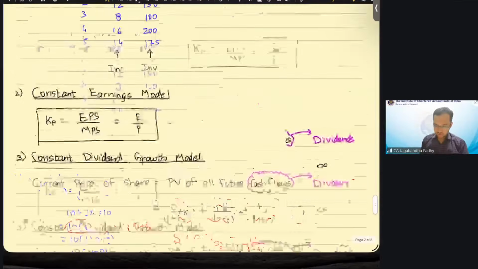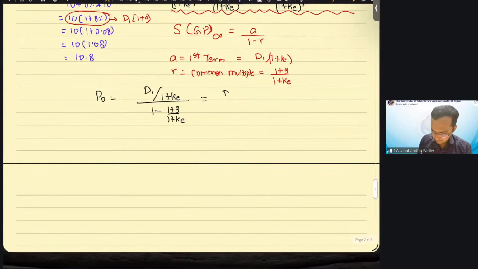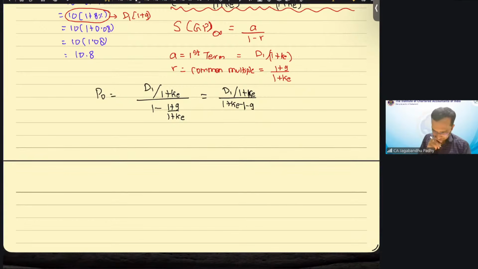So that's going to be equal to D1 upon 1 plus K, the whole divided by 1 plus K minus 1 minus G, the whole divided by 1 plus K. So over here, 1 plus K gets cancelled. And we are left with P0 equal to D1 upon K minus G. From here, the 1 and minus 1 get cancelled, so you have D1 upon K minus G.